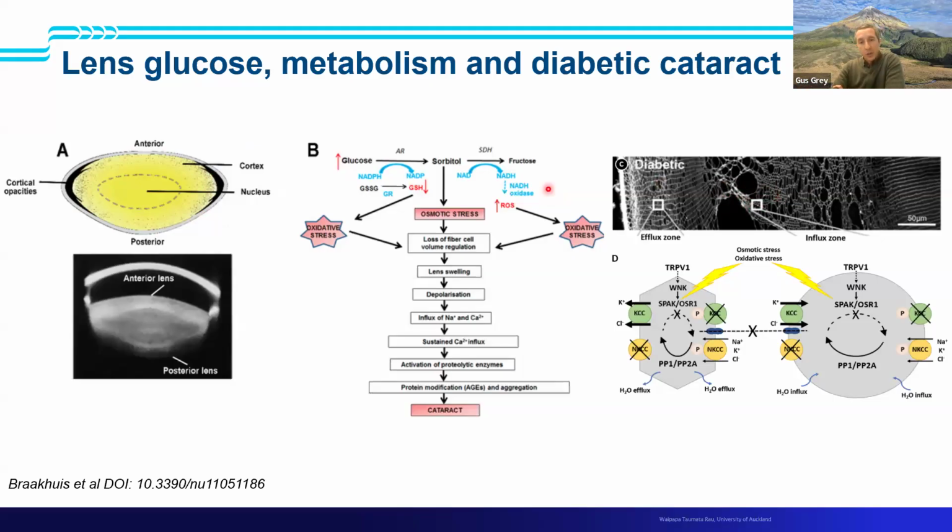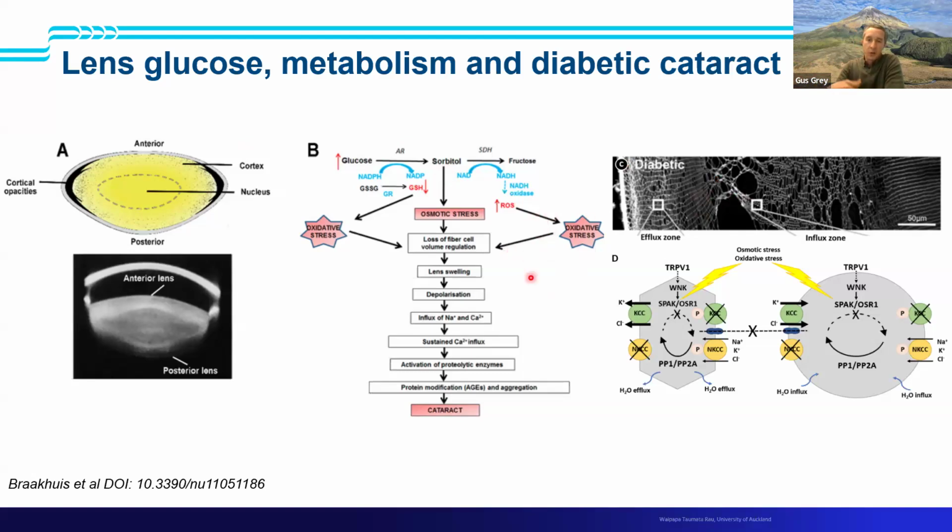And this is largely due to two different mechanisms. One, there's an osmotic stress, so the glucose is taken up into the lens and metabolized to sorbitol. Sorbitol is an impermeant osmolyte, so it draws water into the cells and you get the swelling and disruption of the cells. But there's also an oxidative stress component, so glutathione is very important.